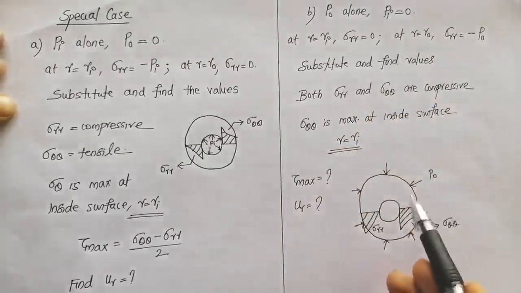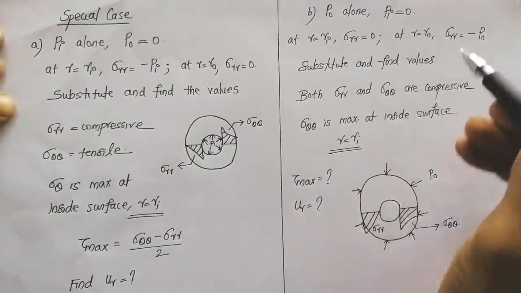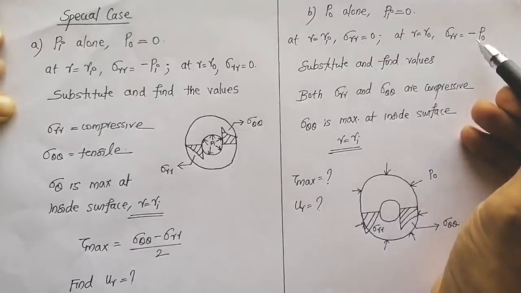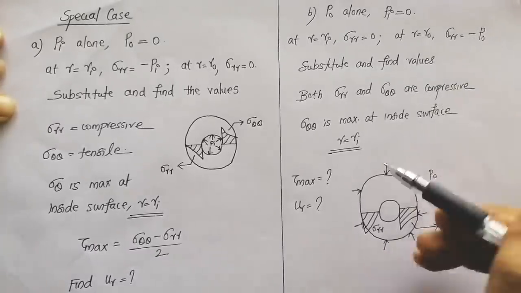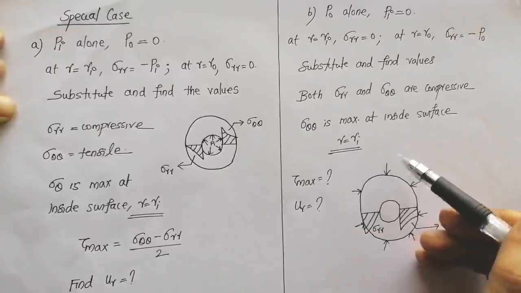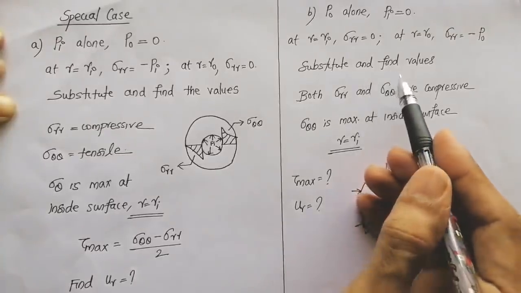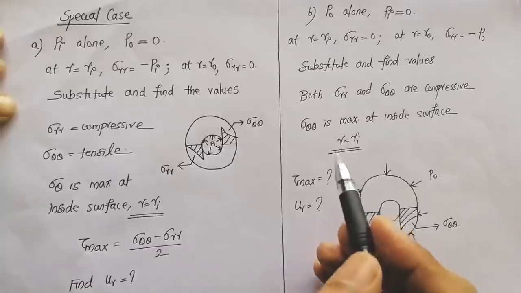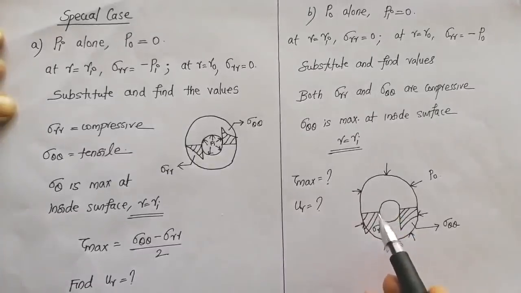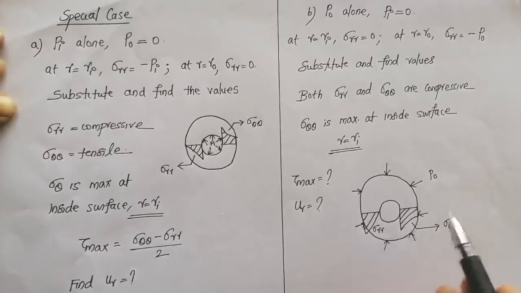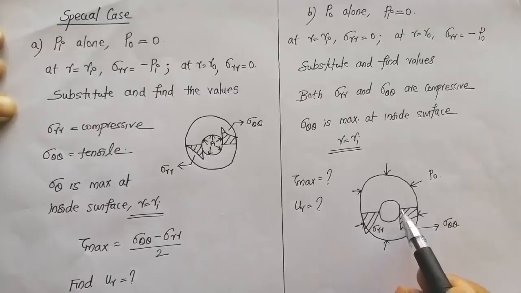Now at R equal to Rho, the outer surface, what is sigma RR? It is minus Po. We give minus Po because the stress is compressive. Now we can substitute and find the values. Sigma theta theta is maximum at the inner surface, that is at R equal to Ri. Here I have drawn the stress distribution. Now this is for sigma theta theta.